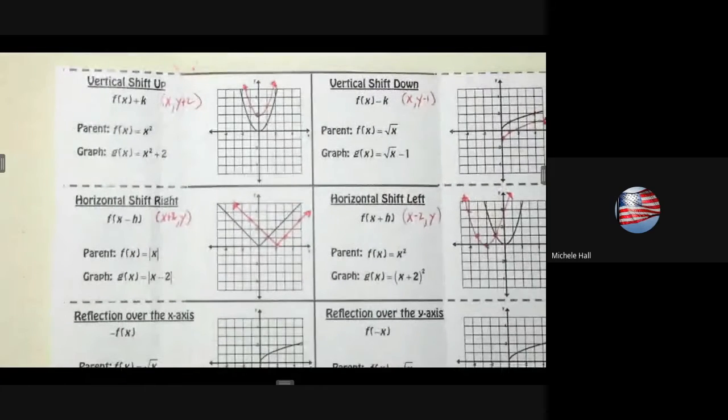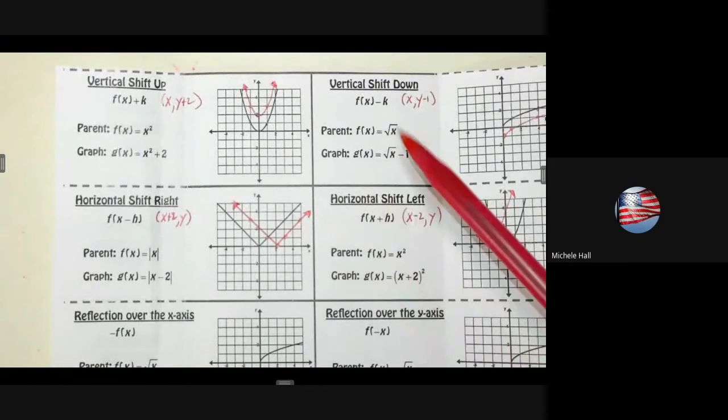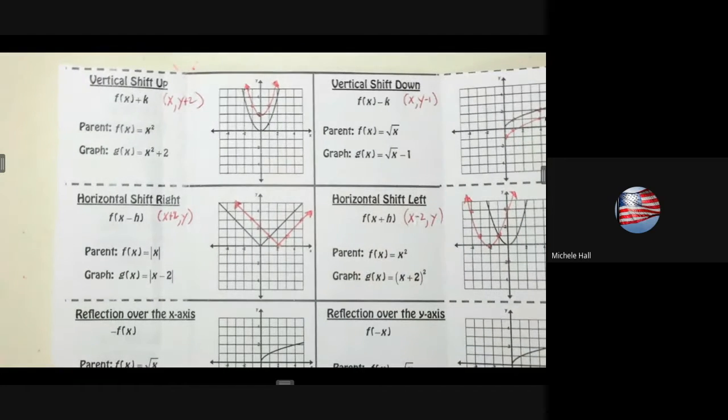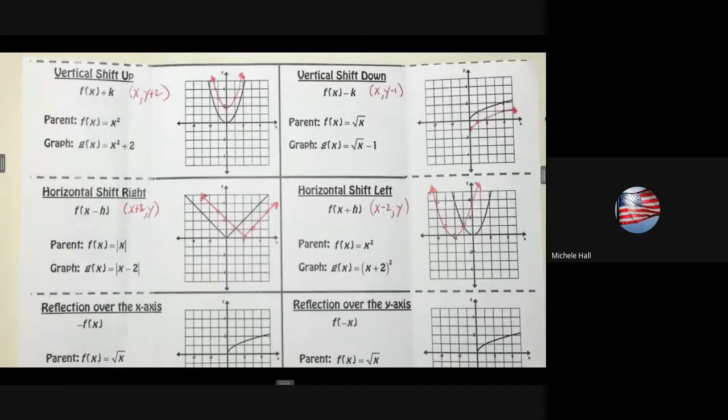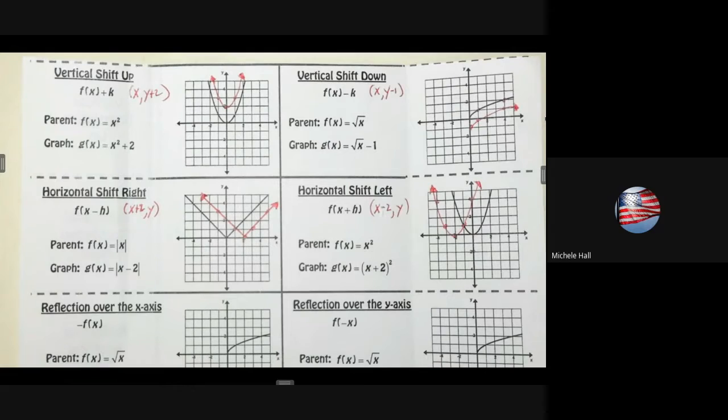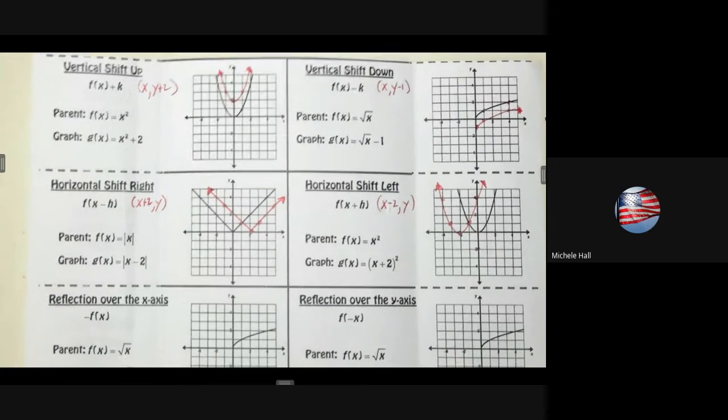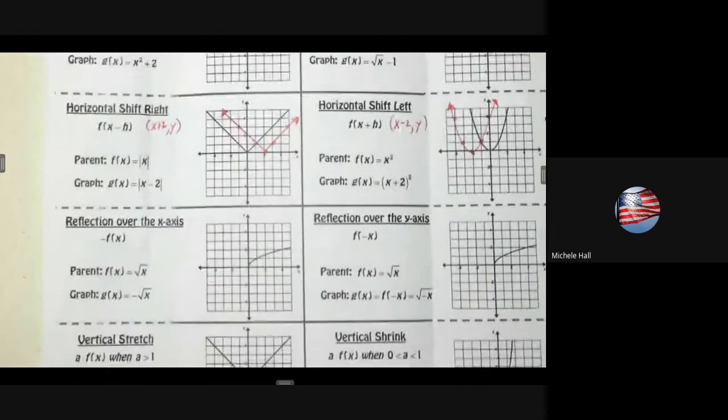We have been working on vertical and horizontal shifts that you should be familiar with. And now we're moving on to other types of transformations like reflections, stretches, shrinks.